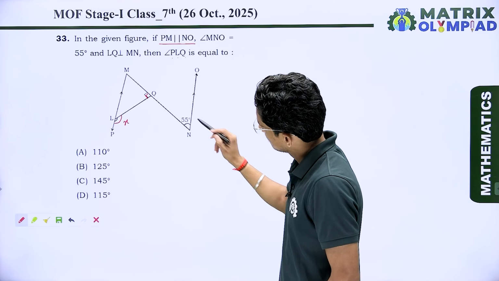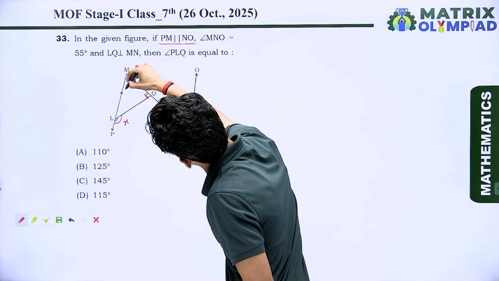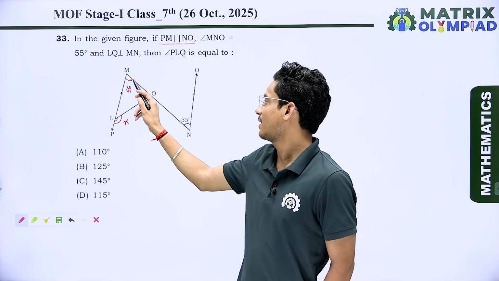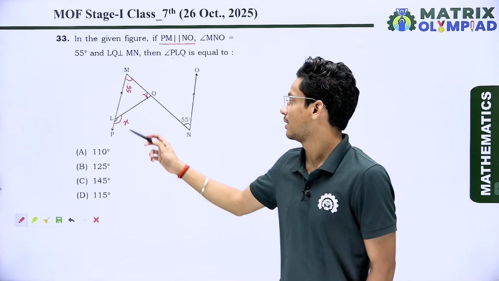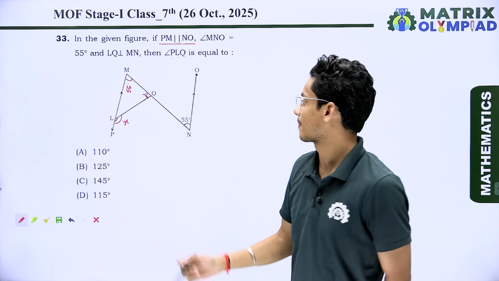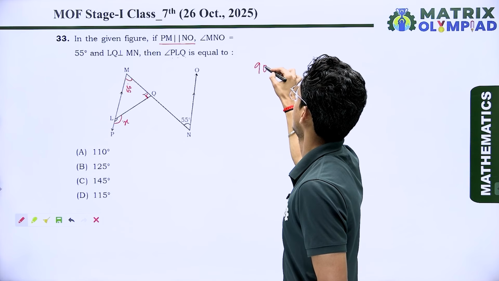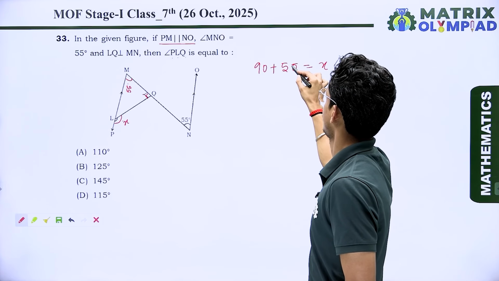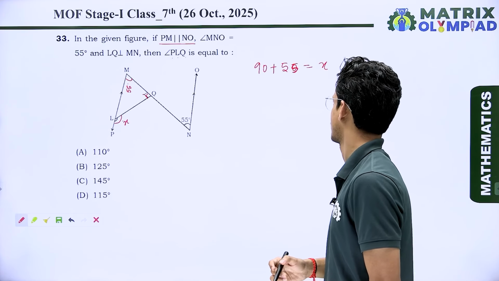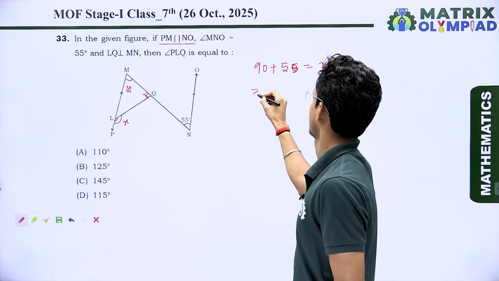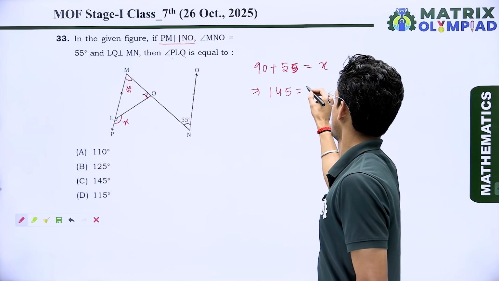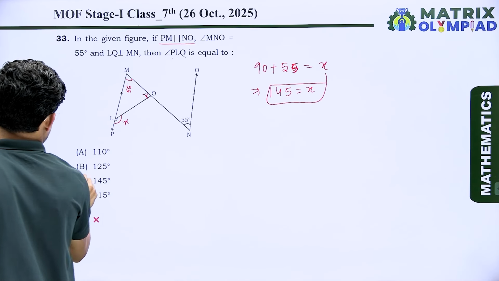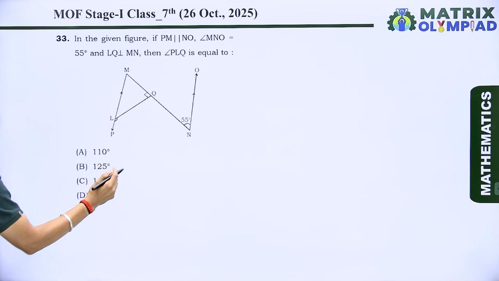We know this is 55, then this is also 55 because of alternate angles. Also we know the sum of two interior angles is always equal to the exterior angle. So in the triangle, 90 plus 55 is equal to X, so 145 is equal to X. It means option C is the correct answer over here.